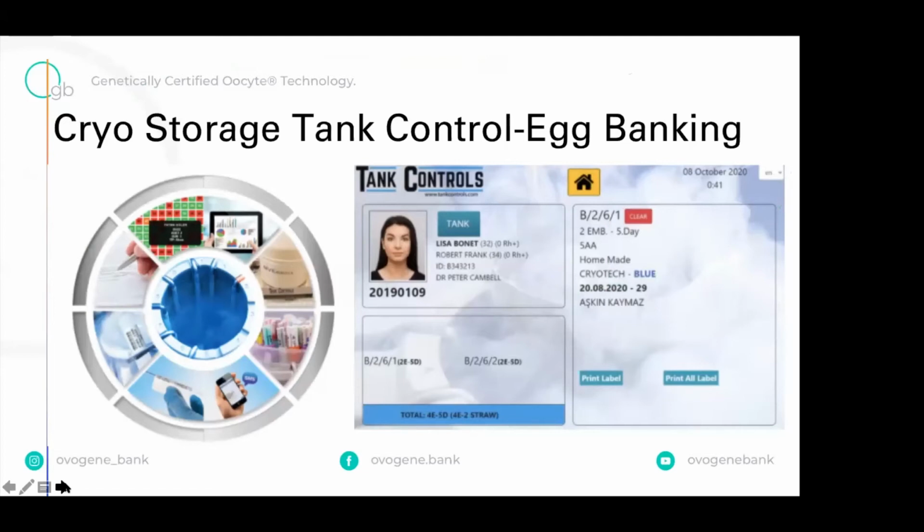That's why we created a tank control system, which is automatically connected to the witness system. So all egg donors go into the electronic witness system. In this electronic witness system, we freeze all cryotops or straws with an RFID chip, which automatically gives us the map of the cryo storage. So when we try to take one oocyte, we know exactly its place through the witnessing system.